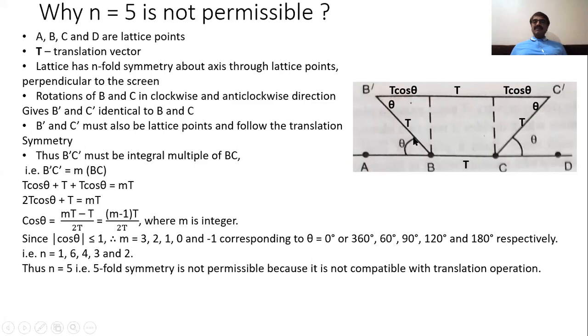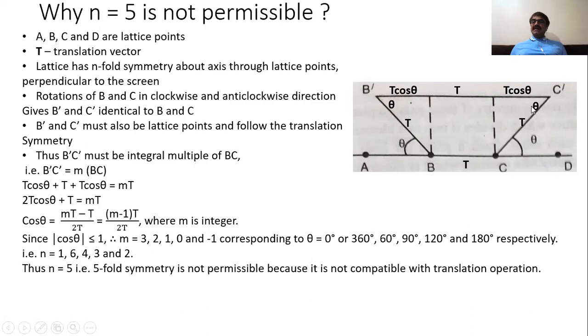Now look at the geometry of the figure. If this angle is theta, then this will also be theta, opposite angles between the two parallel lines. And this is t. Why is this t? Because this is again a lattice point, and the period between the two lattice points is represented simply by the translation vector. So if this is theta and this is t, this distance will be t cos theta.